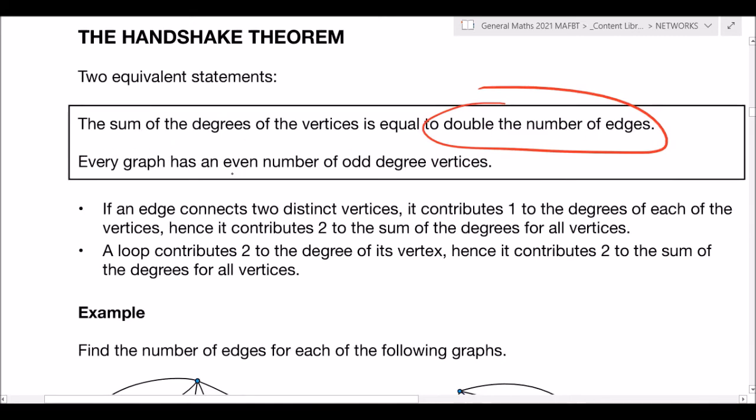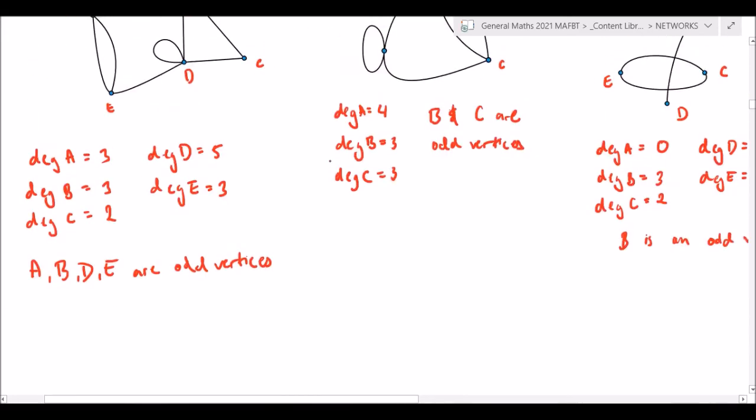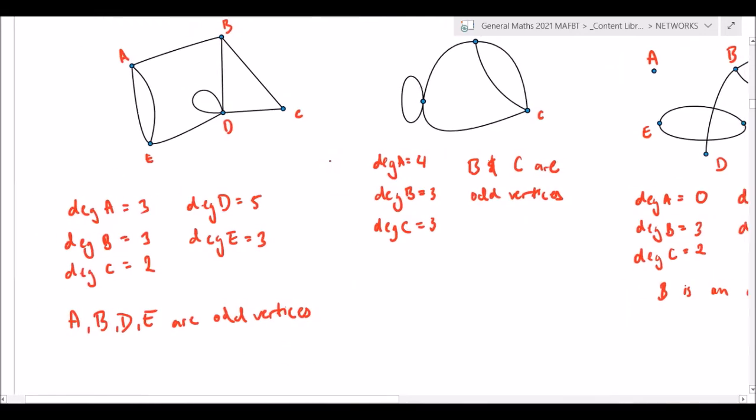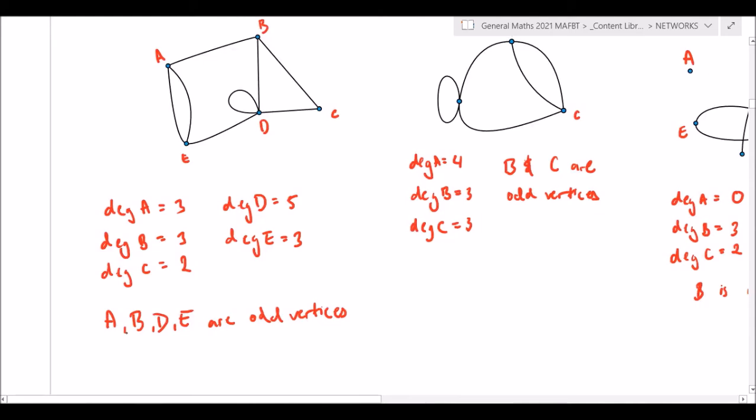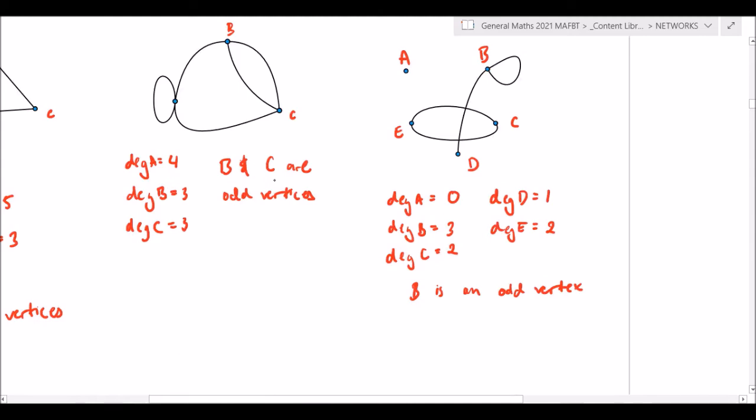And every graph has an even number of odd degree vertices. Okay, this is saying that every graph will have an even number of odd degree vertices. If you look at the number of odd degrees here, there are 4. So that's an even number of odd degrees. Here you've got an even number again of odd degrees.